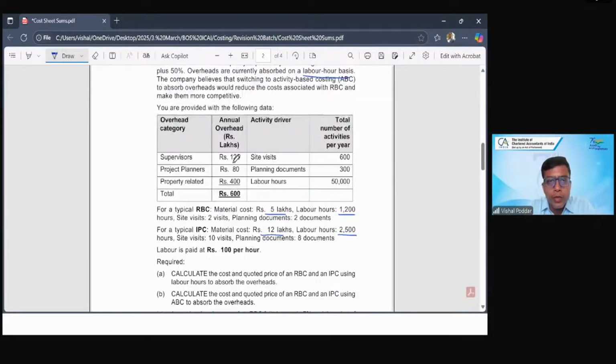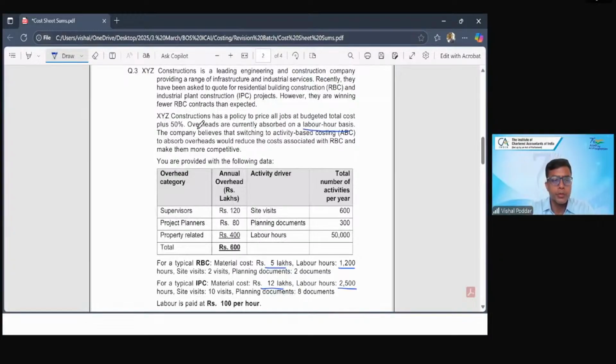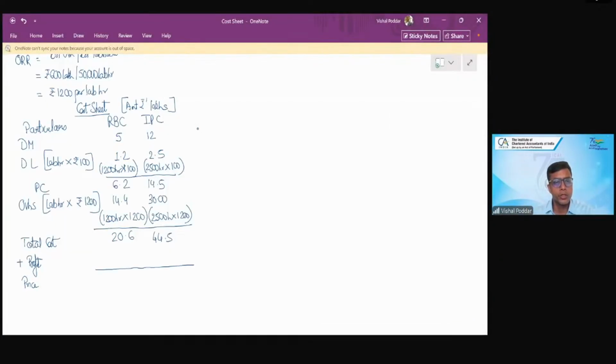What was the profit? It is total cost plus 50%. Oh, huge margin. So it is total cost into 50%.